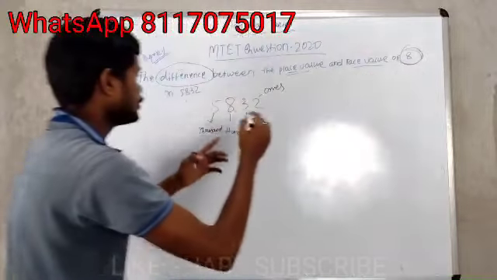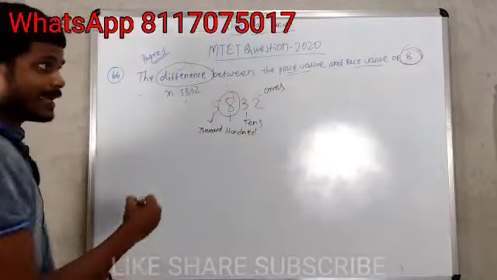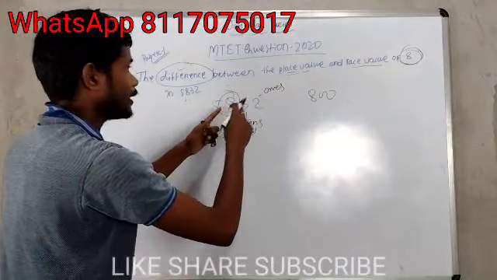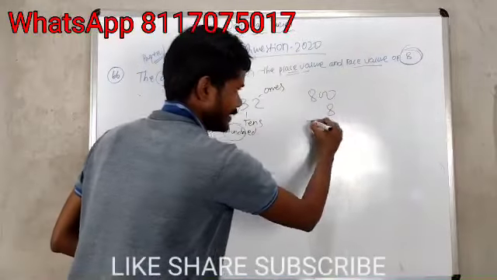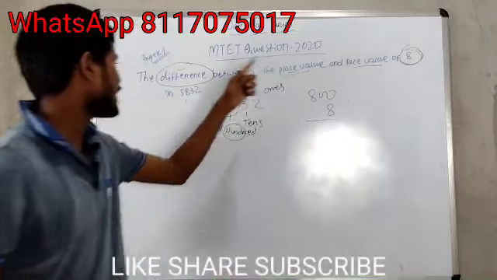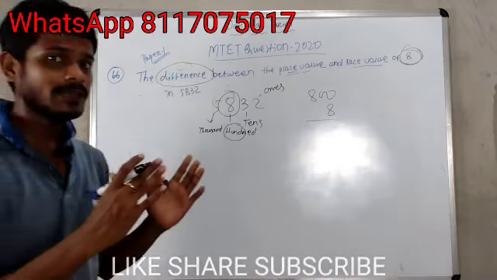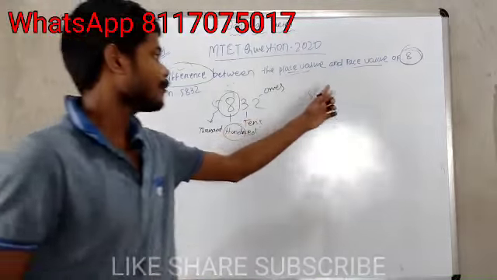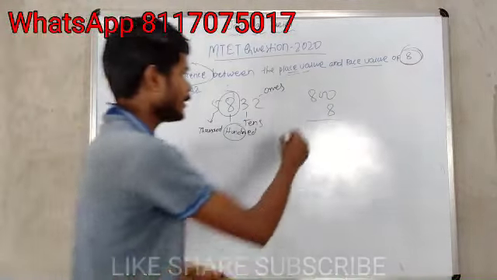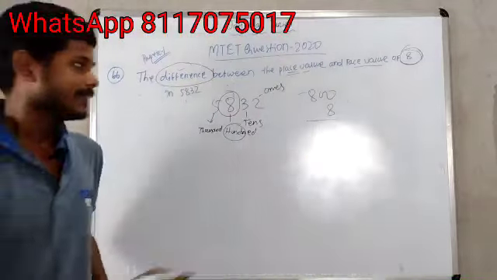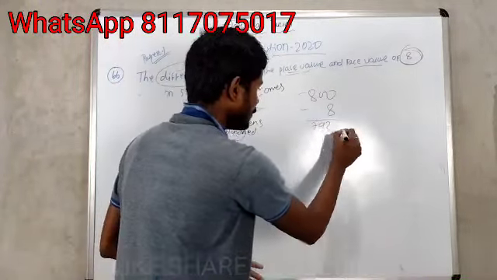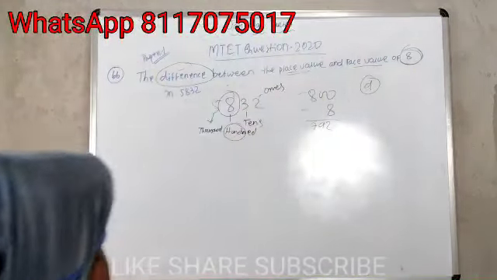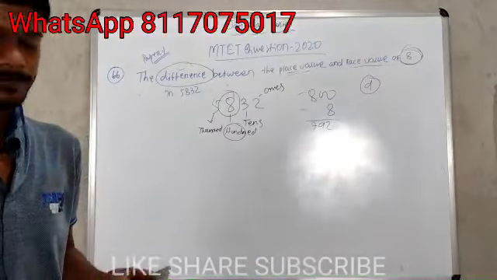The question is about 8, so we have to focus on 8. The place value of 8 is hundreds, that is 800, and the face value of 8 is only 8. Clear, friends? Then he is asking about the difference. When we find the difference between numbers, we subtract the smaller number from the bigger number. The bigger number is 800 and the smaller number is only 8. If we subtract them, the answer will be 792. That is your option D. Clear, friends? Hope you all understood. Then going to the next question.